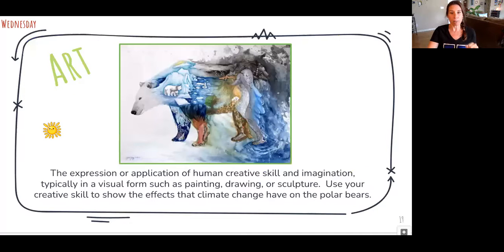Okay, so the second project choice today is artwork. Art is the expression or application of human creative skill and imagination, typically in a visual form such as a painting or a drawing or a sculpture. Use your creative skill to show the effects that climate change have on the polar bear.